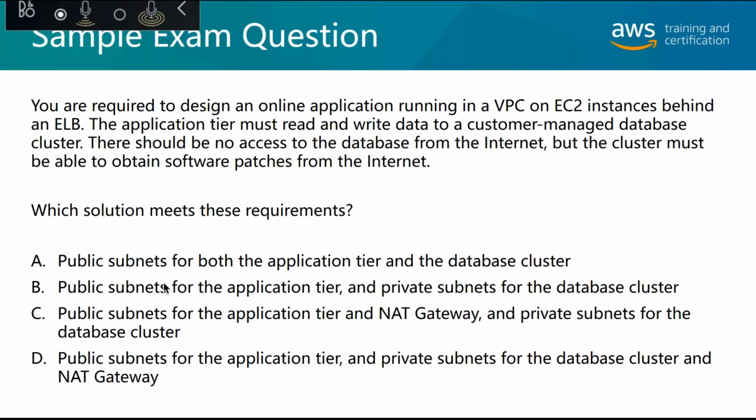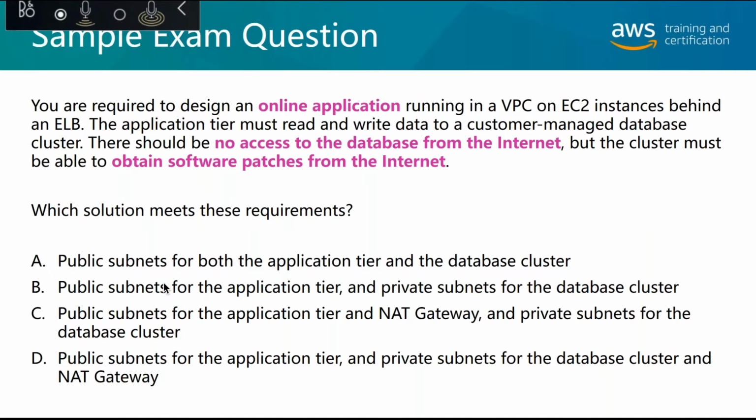Sample exam question: you're required to design an online application running in a VPC on an EC2 instance behind an ELB. The application tier must read and write data to a customer-managed database cluster. There should be no access to the database from the internet, but the cluster must be able to obtain software patches from the internet. Okay, so which solution meets these requirements?